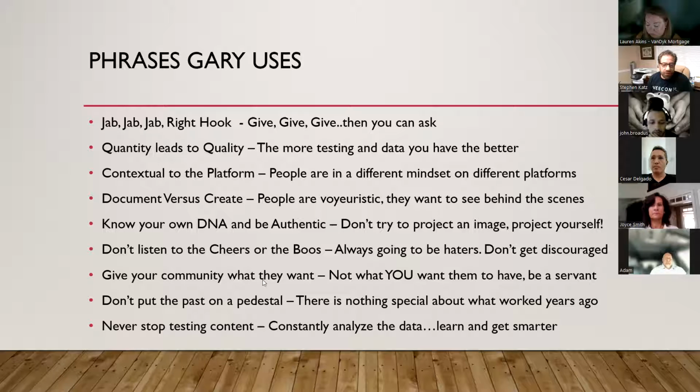So give the community what they want. If you post pictures of your kids and you get a ton of engagement, that's what people want to see. If you try and use social media to send a message that you want to send, then people are going to tune you out. So through the quantity leads to quality theory, we figure out what the community wants.